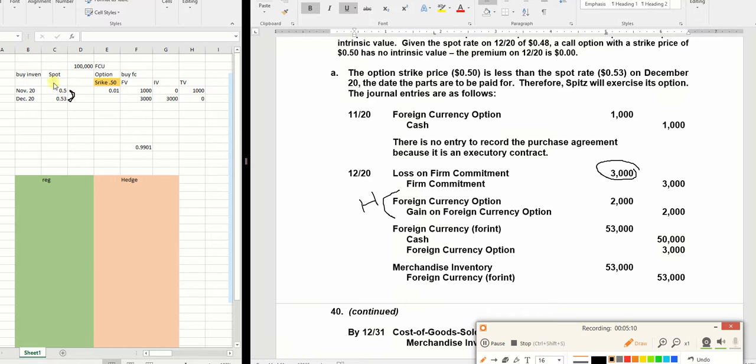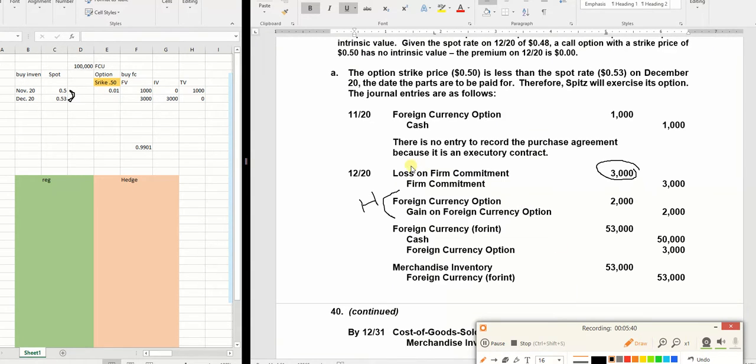All right, so over here, pretend if you had not hedged. If I had not hedged and I bought it on November 20th, I would have had to pay 0.50. If I had not hedged and I had to pay for it on December 20th, I would have had to pay 0.53, so I would have had to pay more. So it's a loss, all right? I'd rather have you understand why it's a loss, but generally speaking, you're going to guess it's usually going to be the opposite of that, although there could be instances where it's not.